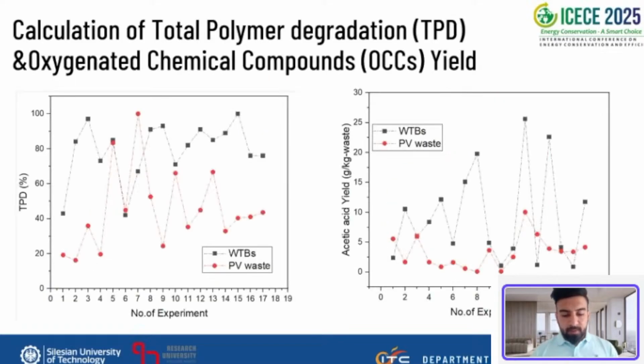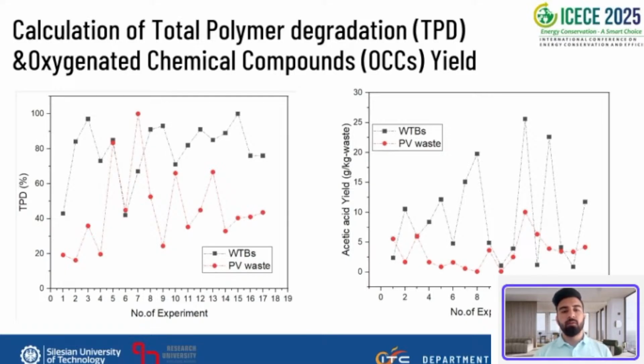After seeing some internal details from our reactor, we decided to check our process parameters to see how good our process is. For this purpose, we calculated total polymer degradation. It's important to note that we are not talking about total solid degradation. We are only talking about total polymer degradation, because we are not capable of degrading the glass fibers, and we don't want to degrade them because we want to obtain them.